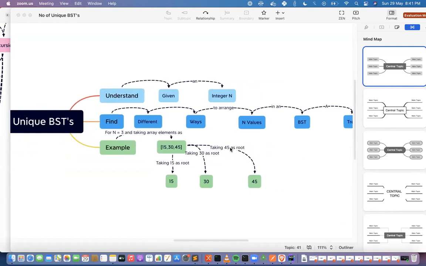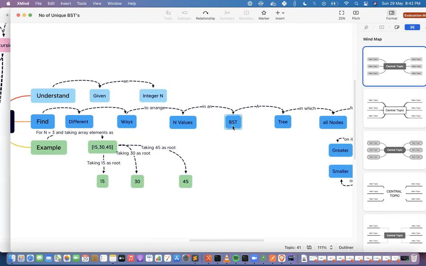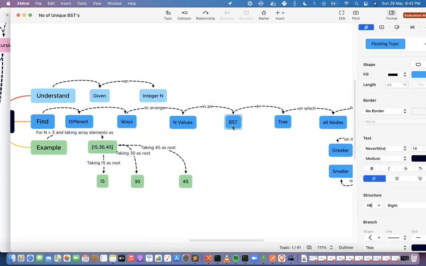Now you will say, okay, I know the n that was also there in the Catalan number, but what is the new thing here? The new thing is you have to find different ways to arrange the n values. You'll say, didn't the Catalan number also arrange values? Definitely that formula is there, but what you're trying to do here is find different ways to arrange a BST.